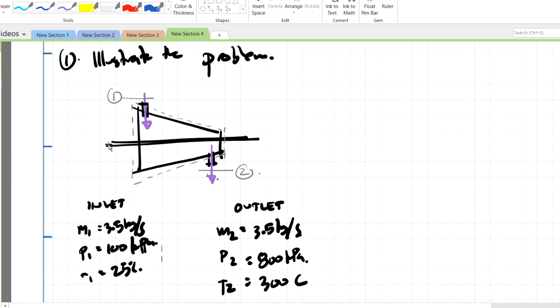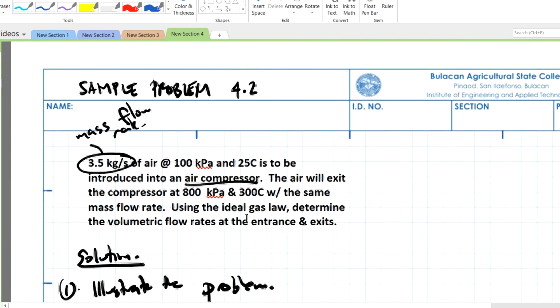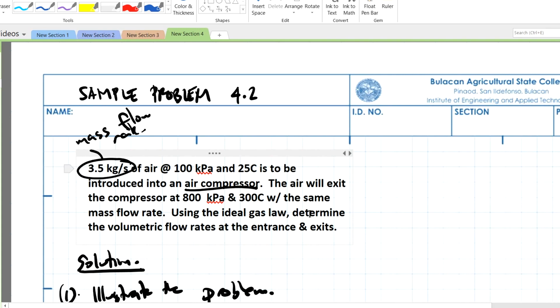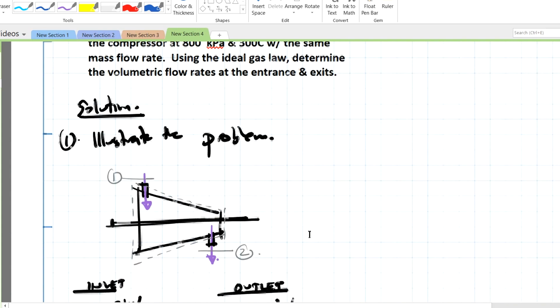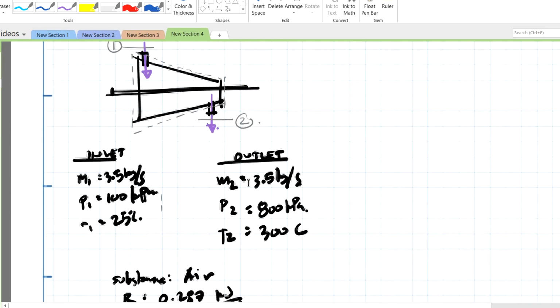Okay, so here's our inlet conditions and outlet conditions. The substance is air, and the specific gas constant is 0.287 kilojoules per kilogram Kelvin. So the problem says, using the ideal gas law, determine the volumetric flow rates at the entrance and the exit. So we need to solve for the volume using the ideal gas equation.